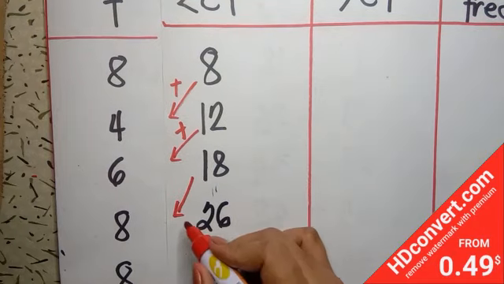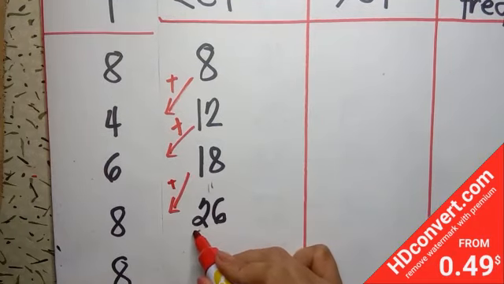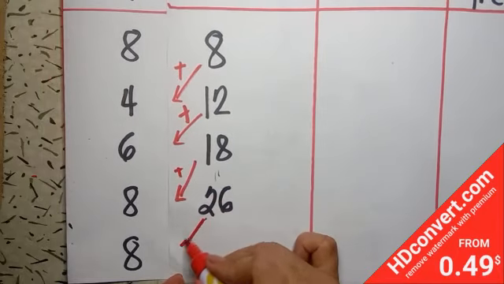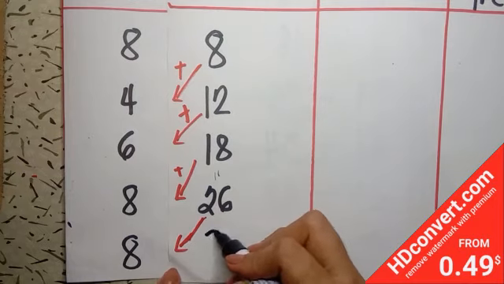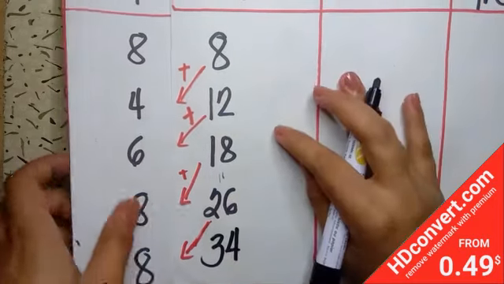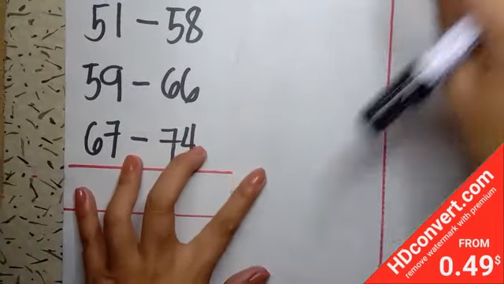Next, the 26, add it to the next 8. So, 26 plus 8 is 34. Next, this is still the less than CF.